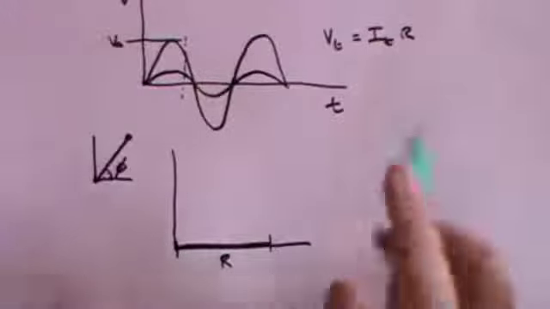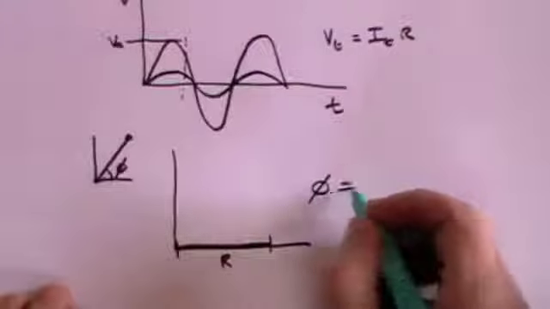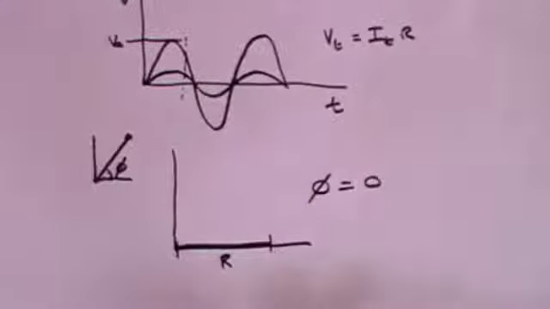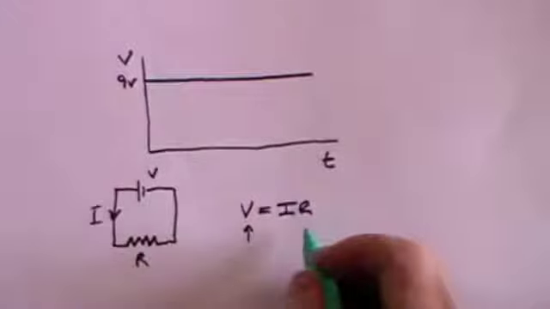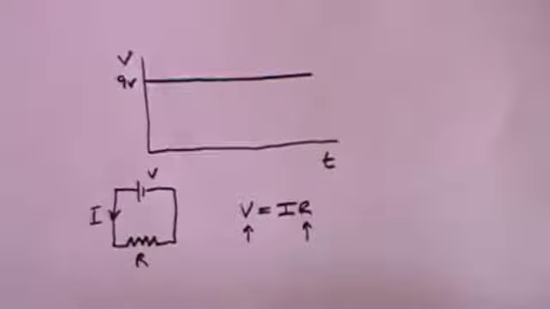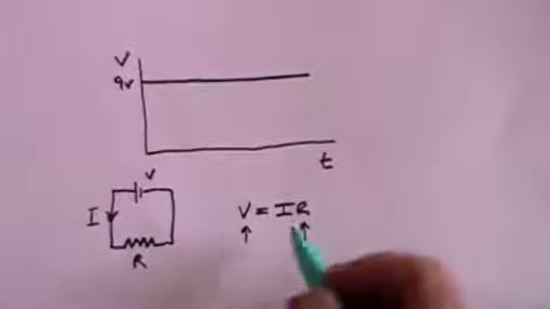That means that the so-called phase angle is 0. There is no difference between where the voltage is and where the current is. The reason I do that is because we're now going to discover two electrical devices where that is not the case. And so if the voltage is constant, and of course the resistance is constant, then that means the current is constant.